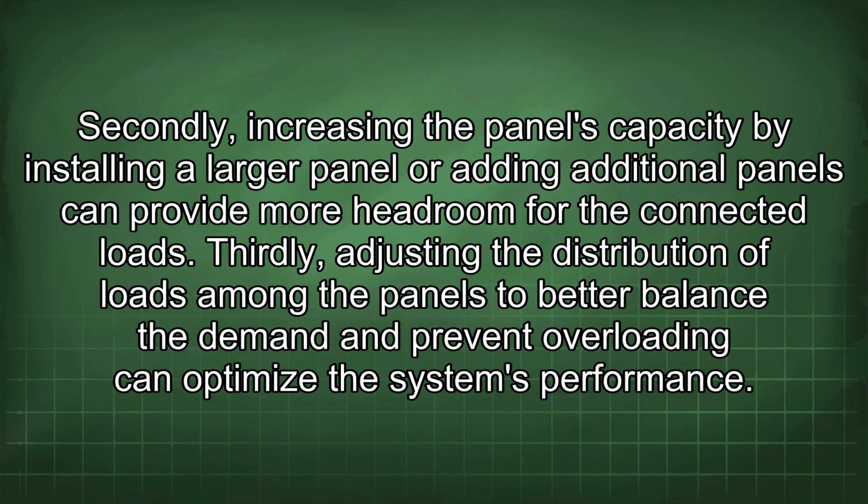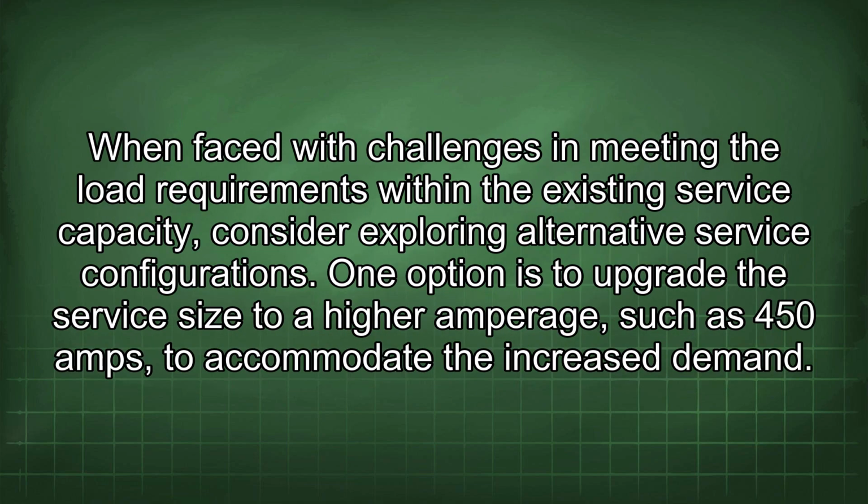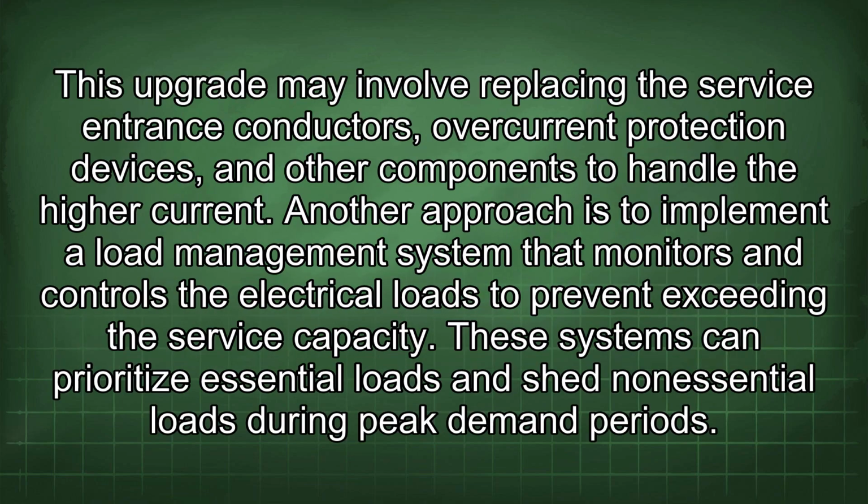Thirdly, adjusting the distribution of loads among the panels to better balance the demand and prevent overloading can optimize the system's performance. When faced with challenges in meeting the load requirements within the existing service capacity, consider exploring alternative service configurations. One option is to upgrade the service size to a higher amperage, such as 450 amps, to accommodate the increased demand.